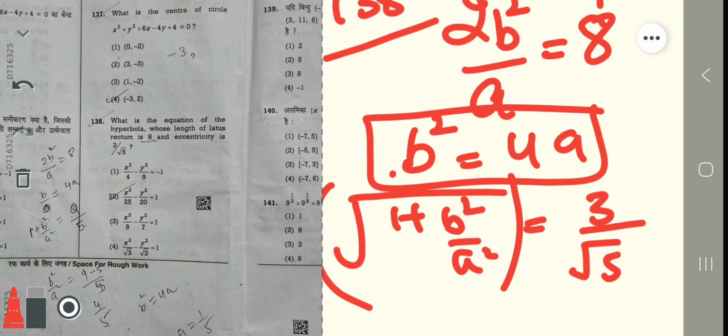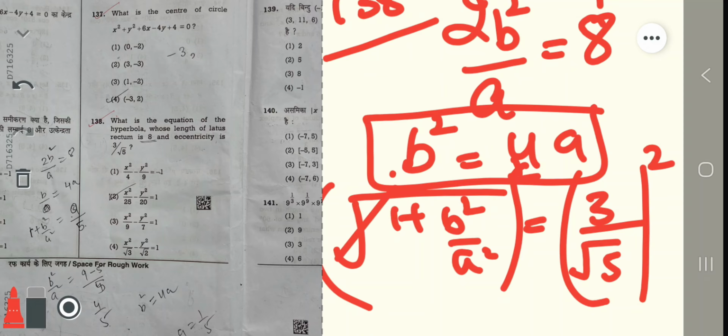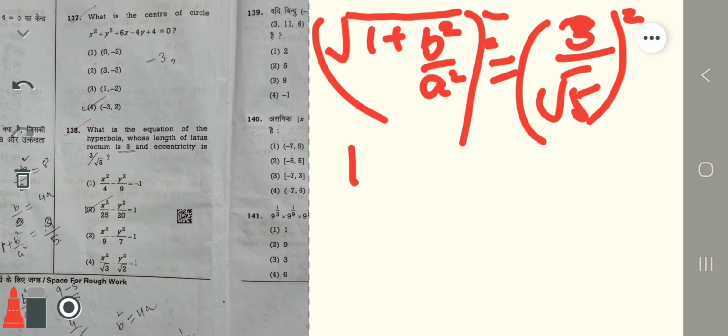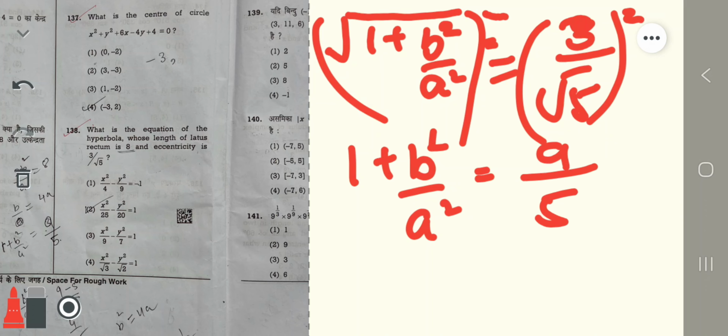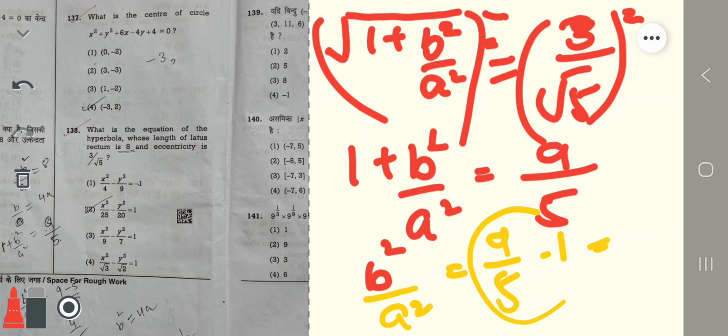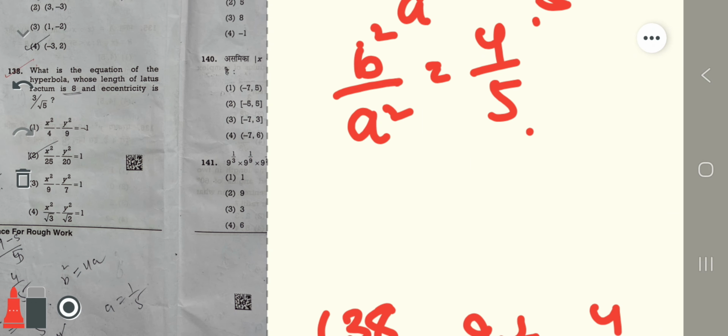अगर स्क्वायरिंग बोथ साइड किया मैंने, राइट, तो स्क्वायर से रूट चला जाएगा और यहाँ पे 9 आ जाएगा और नीचे 5 का रूट 5 विल बी 5. So we get 1 plus b square by a square equals 9 by 5. So b square by a square equals 9 by 5 minus 1, which gives this, only this, 4 by 5, right? So b square by a square equal to 4 by 5.